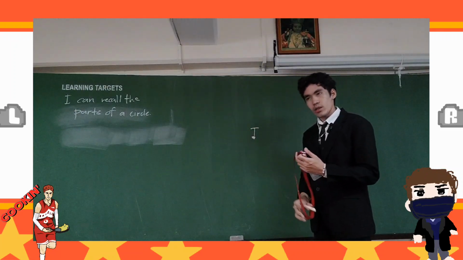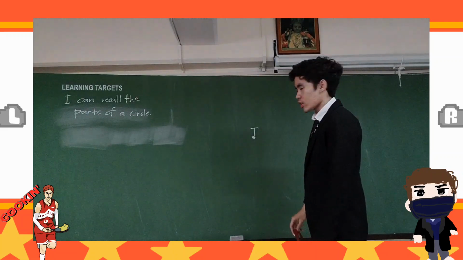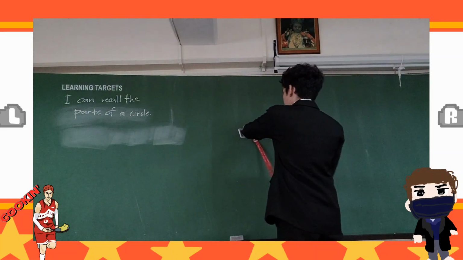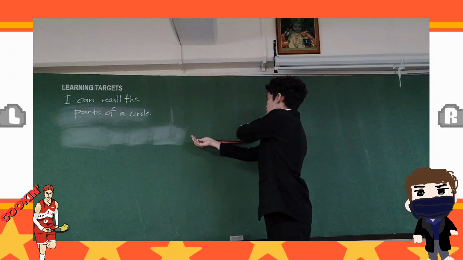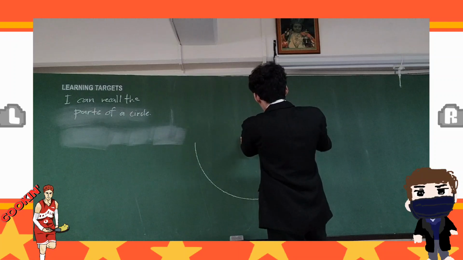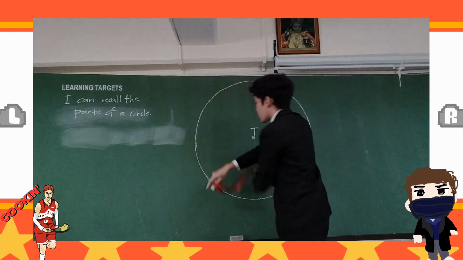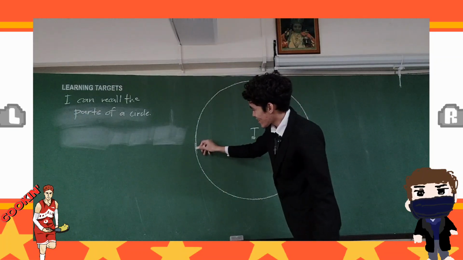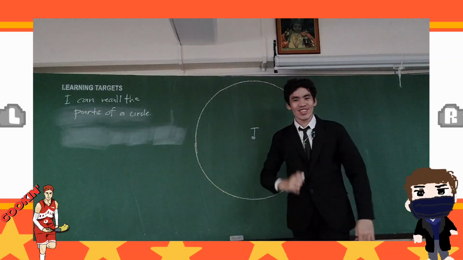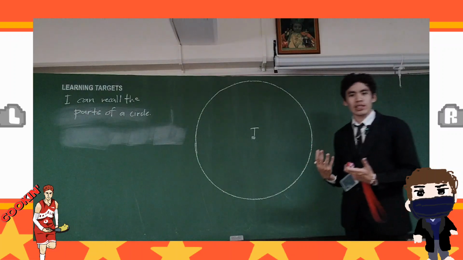What I will do next is simply use the ID lace to draw the rest of the circle. So I'll put this one right here and start drawing my circle. I hope I'm making a perfect circle. Well, let's see. Okay, it's not that perfect, but it works.